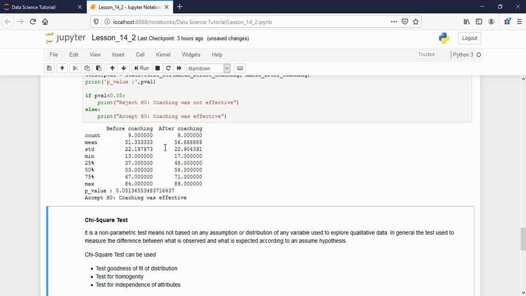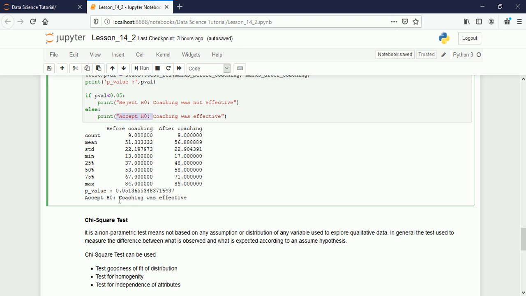Okay, all these attributes are printed here. The count, how many observations are there in each sample, 9 in one and 9 in the other, standard deviation, mean, 25%, 50%, and maximum of all. So then we have something called the p-value. This is important. 0.05, is it greater than this one? Yes, it is greater because it is 0.051, and this one is 0.05 only. So it means it is greater, not less than this. It is not rejecting but accepting. When it is accepting, it means what? Coaching was effective. The coaching was effective.